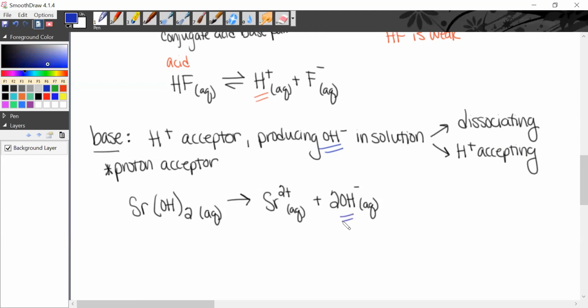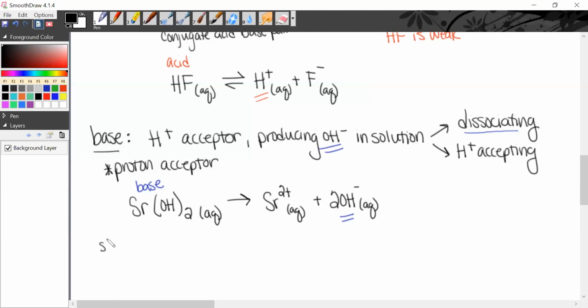There's nothing tricky about it, right? This is a base. Why is it a base? Because it produces OH minus in solution. So this right here is an example of how a base makes OH minus just by dissociating. This example that I just gave you was one of those one-way arrow situations, meaning that strontium hydroxide dissociates completely. It's a strong base.